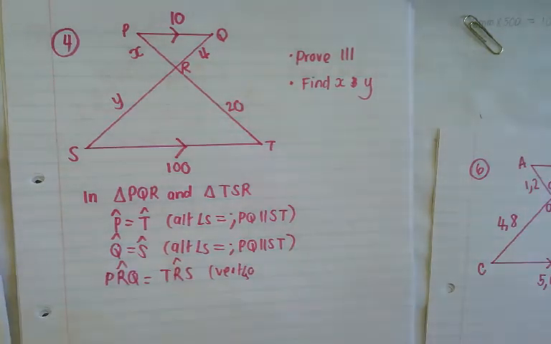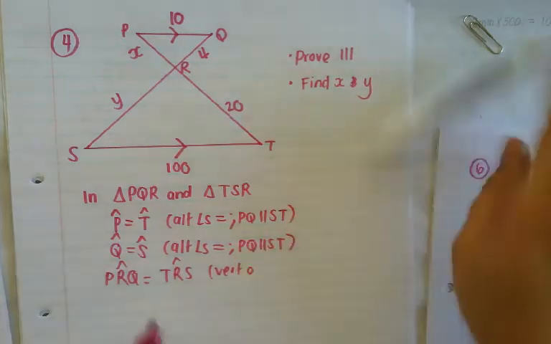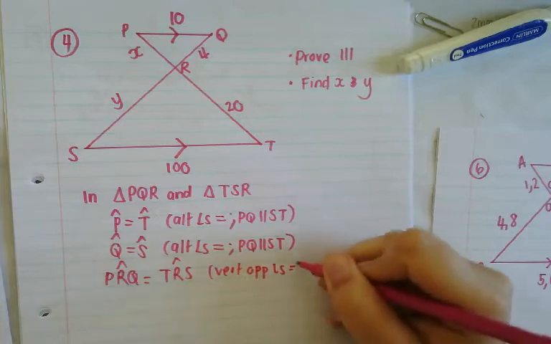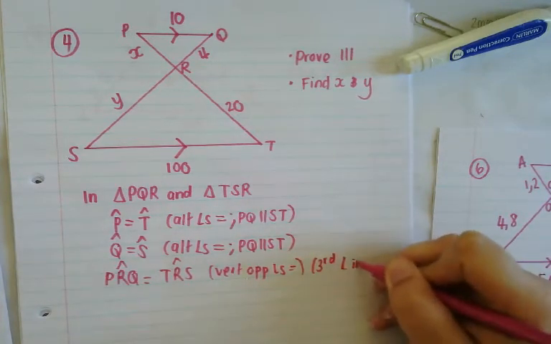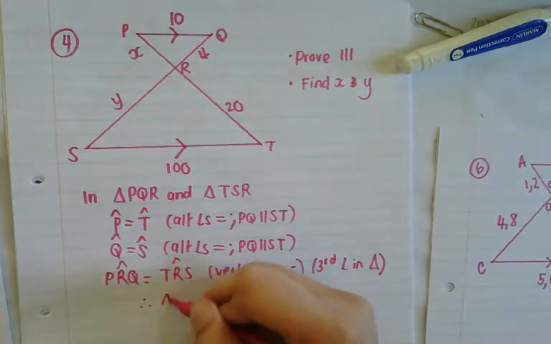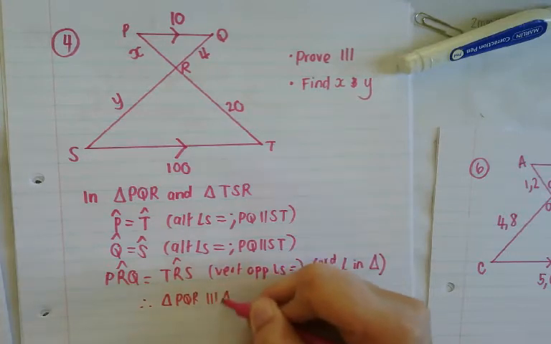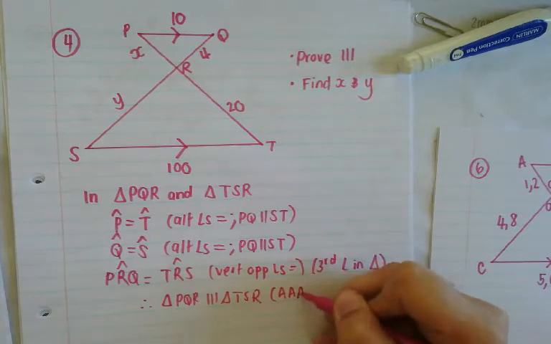Sorry, I had a brain fart. Vertically opposite angles equal, or you could have said third angle in the triangle. Either one you would have gotten that mark. Therefore, triangle PQR is similar to triangle TSR, angle, angle, angle.